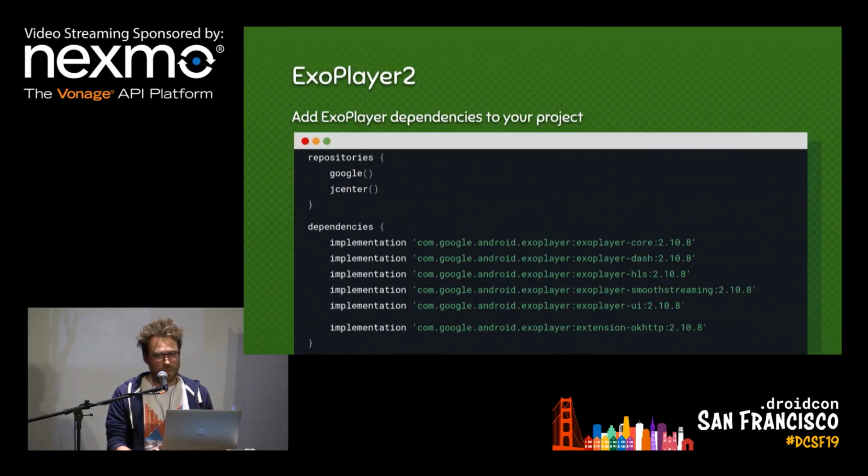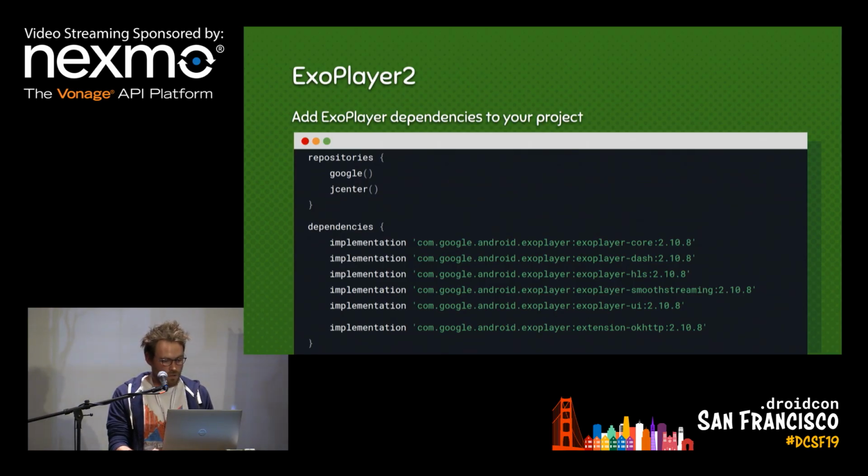So if you want to add ExoPlayer to your project, simply add the Google repository and JCenter and add all the following dependencies. The core library is there to play the basic video formats. And if you want to add the adaptive stack, you can add the DASH, HLS, or smooth streaming dependencies. If you don't want to build your own UI, they also have a library to interface ExoPlayer with a nice set of UI, which is pretty nice, and you can customize this UI.